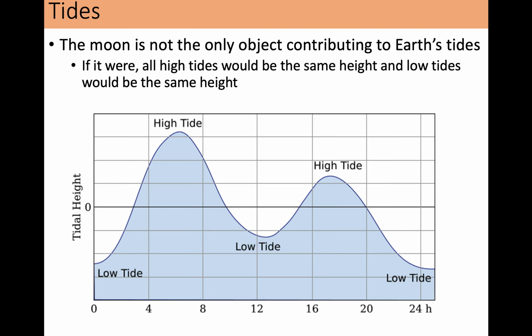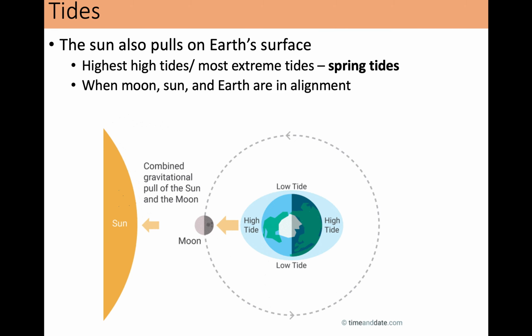However, we actually get something a little bit more like this, where we have one high tide that's super high, we have a low tide that's kind of high, and then we have a high tide that's kind of low, and then we have a super low tide, and then we have a really high tide again. So they're not as consistent. It's not the same high tide all the time, not the same low tide all the time. It's changing. And that is because of the sun.